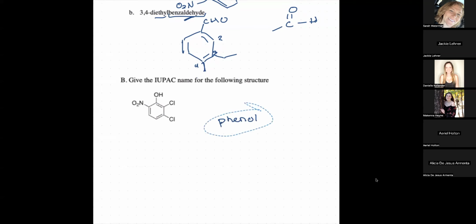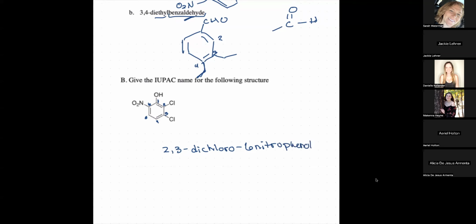2, or like 2,3 dichloro, and then nitrophenol. So 2, 3. What did you say? 2, 3 what? Dichloro, yeah, dichloro, and then 6 nitrophenol. Yeah. And no dashes here because it's all part of that last name, right? So, yeah.